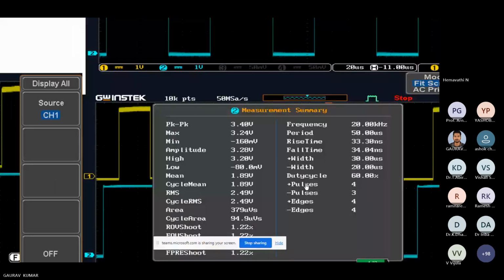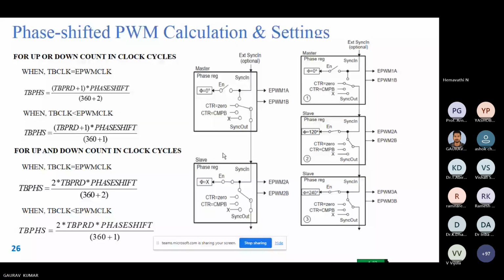Okay, moving now to the phase shifted PWM pulse. We get the PWM phase shift. The formula goes for up and down. This is in clock cycles. How we see the value in the PWM block, you can't give in seconds. It is in clock cycles, so you have to give it in clock cycles. This is the formula where the TB clock is equal to the PWM clock.